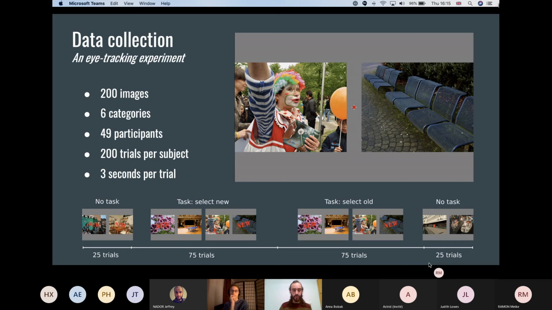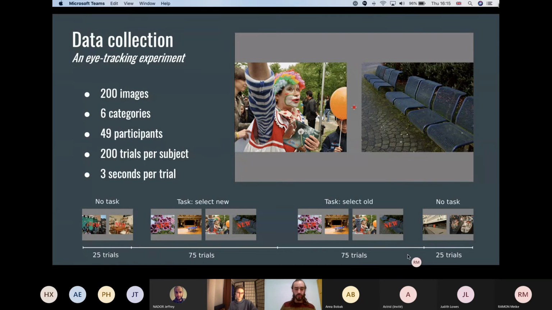And if you look on the bottom part of the slide, what we did to account for task and familiarity was to randomize if we present one image new and one image old, meaning it has been shown before by the participant during the experiment or not. And also we introduce some small, very light task, which was to select which was the new image or the old image after the trial. That was all.